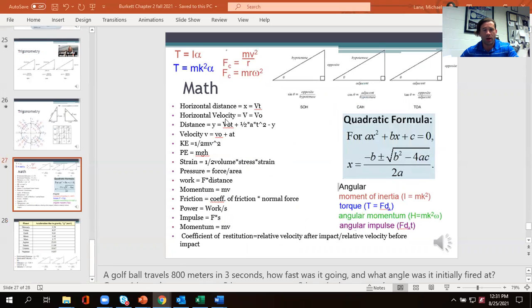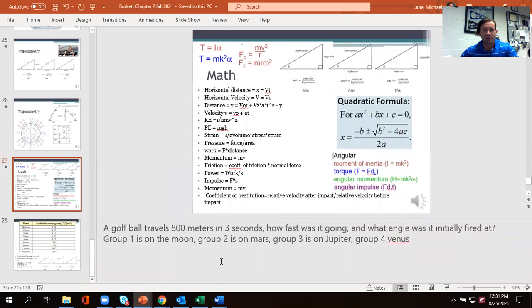Now, remember here, guys, we have our wonderful math problems. Below, we have our basic information that I want you guys to go ahead and work on breaking down. So if it travels 800 meters in 3 seconds, how fast is it going and what angle was it initially fired at? Well, we're going to be using our distance formula, both horizontal distance and our vertical distance. So if it travels 800 meters in 3 seconds, we're simply going to take 800 meters equals v, which we're trying to solve for, times 3. So we're going to factor that and we're going to find out our horizontal velocity.